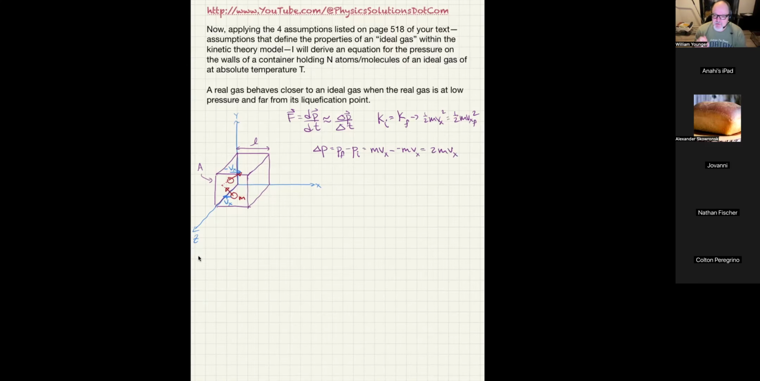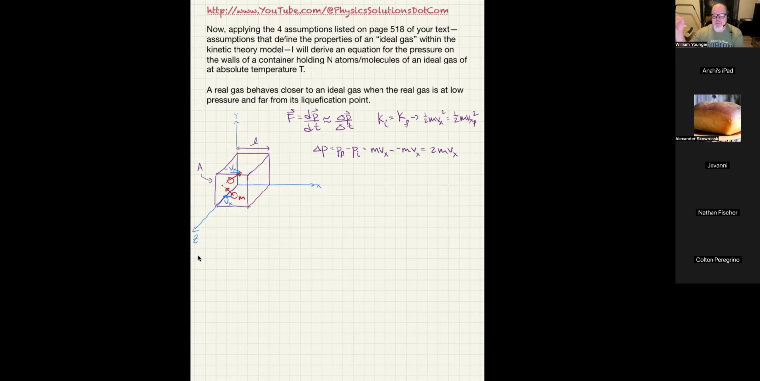Now, what's going to happen is that molecule is going to bounce off the left-hand wall, and depending on how close it is to the top wall or the bottom wall or the front wall or the back wall, it might actually bounce into one of those other 4 walls, okay? But that's not going to change anything. It's just going to change the direction of the y component of velocity, for instance, if it hits the top wall or the bottom wall, or it's going to change the direction of the z component of velocity if it hits the front wall or the back wall, but it's totally not going to affect the x component.